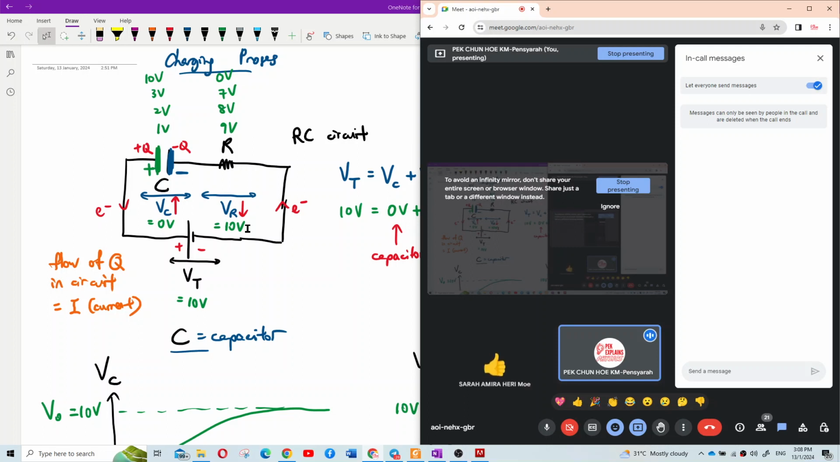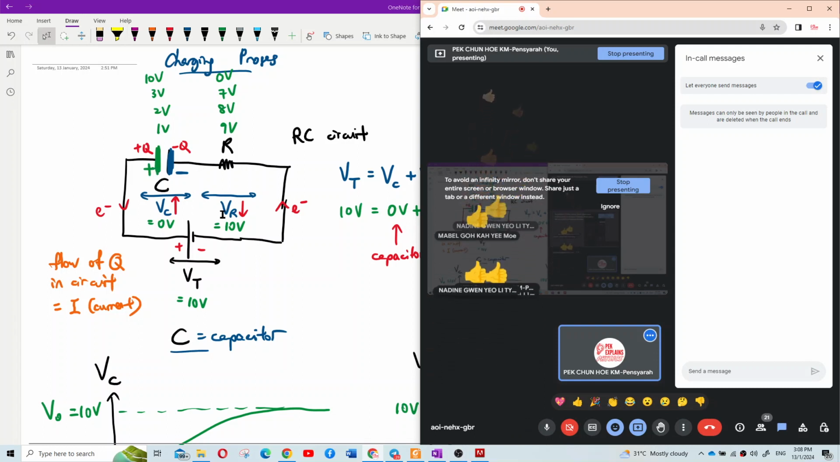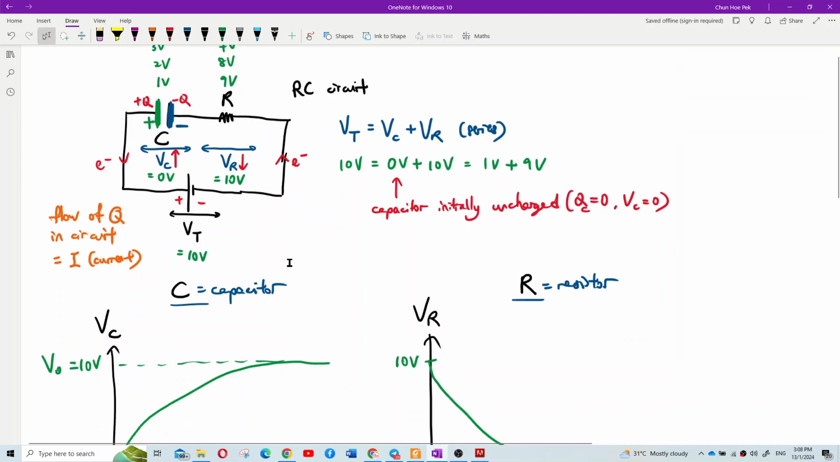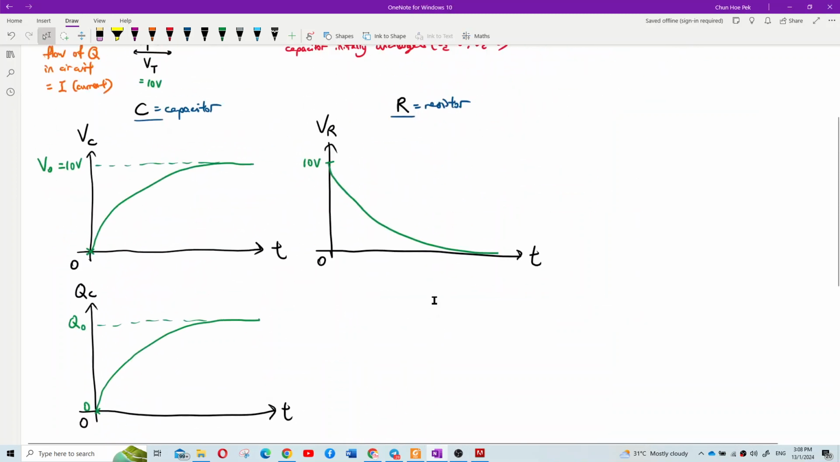Understand? Give me a thumbs up if you understand. Yeah. So, since there is current in the circuit, I want to ask you, what happened to the current in the circuit actually? What is the graph? Maybe we put another graph for the current, right?